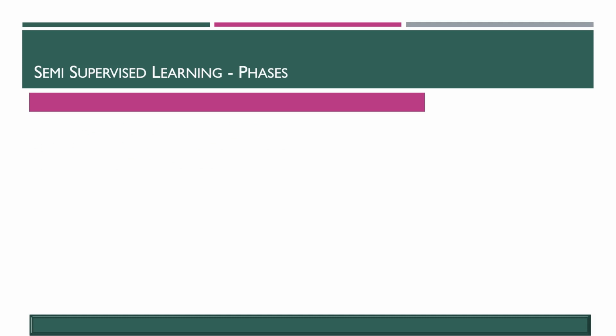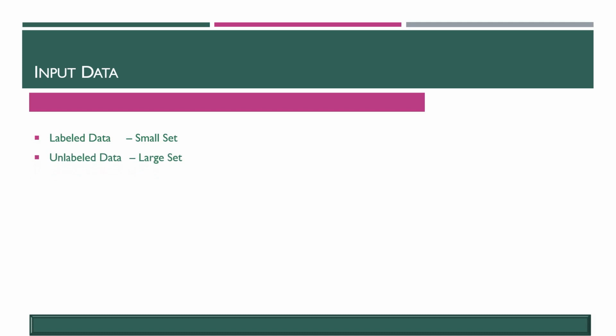Semi-supervised learning has four phases, namely learning phase 1, prediction or classification phase, learning phase 2 and testing phase. The given input data to the model is separated into two sets, a small set of labeled data and a large set of unlabeled data.